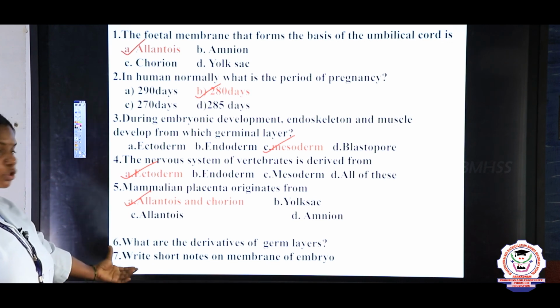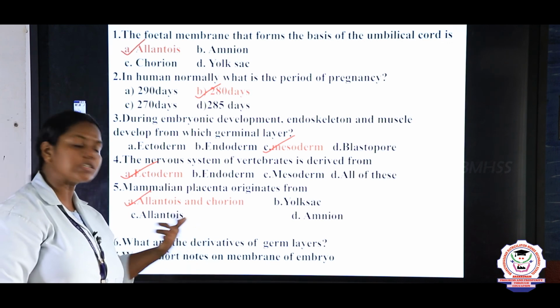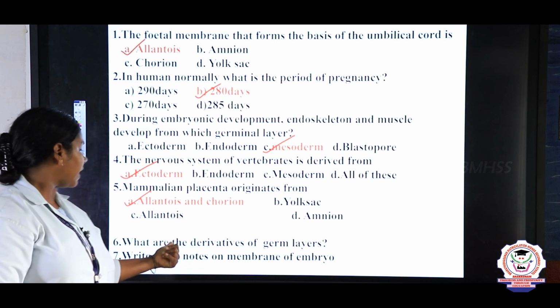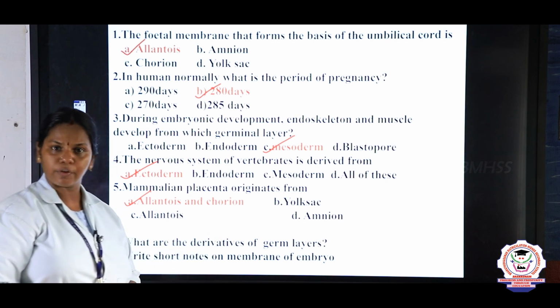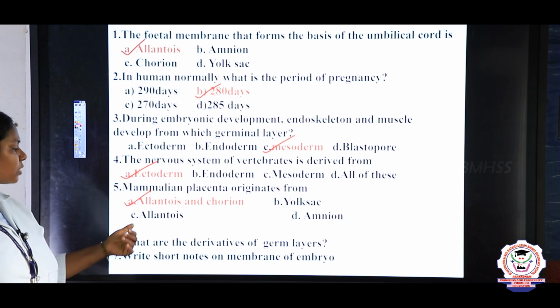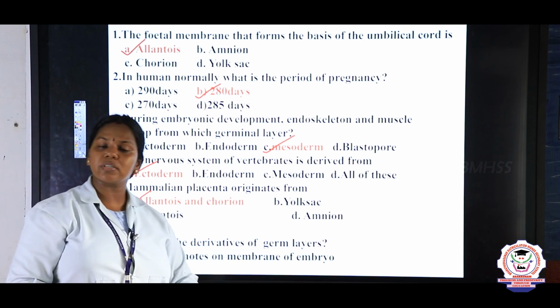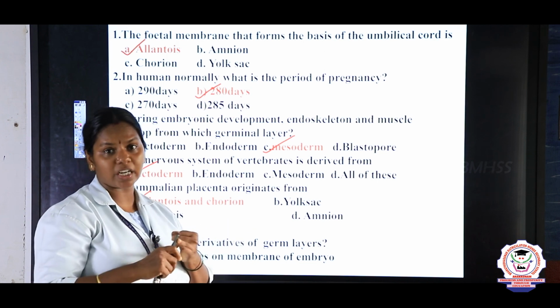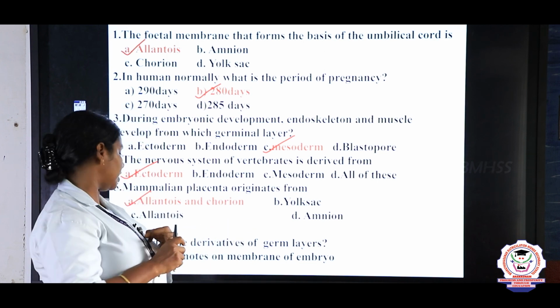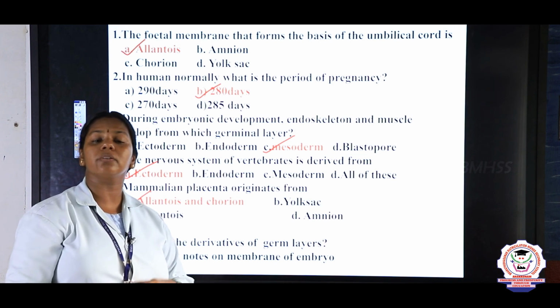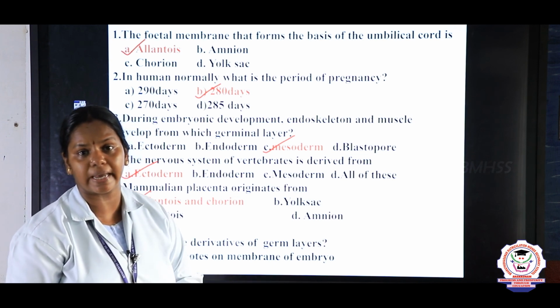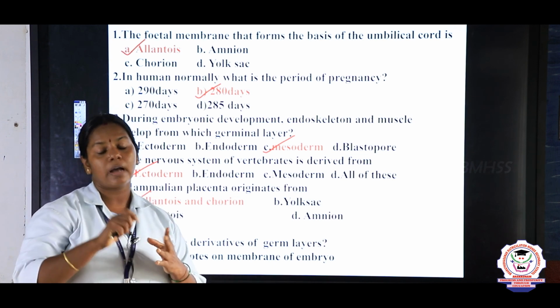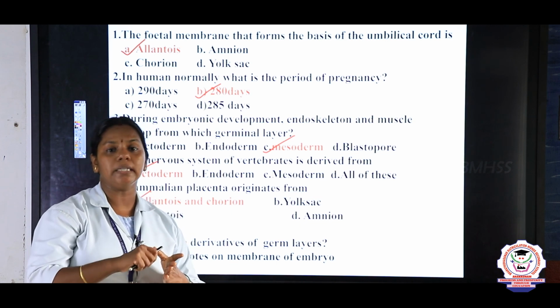And 2 more questions are asked here. What are the derivatives of germ layers? And write short notes on the membranes of the embryo, right? You have to write about the ectodermal, endodermal, and mesodermal derivatives, and for membranes, you have to write about the extra embryonic layers, that is, the chorion, amnion, allantois, and yolk sac.